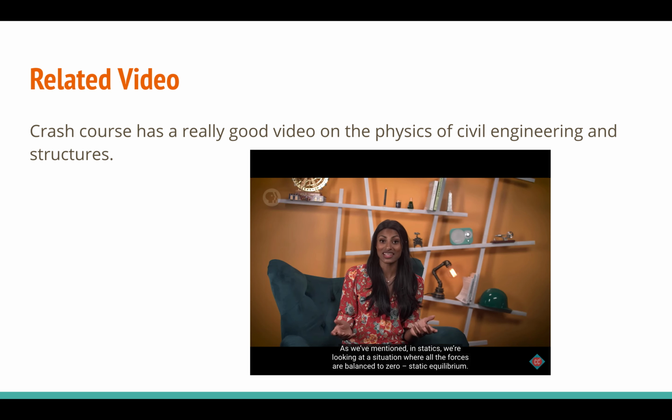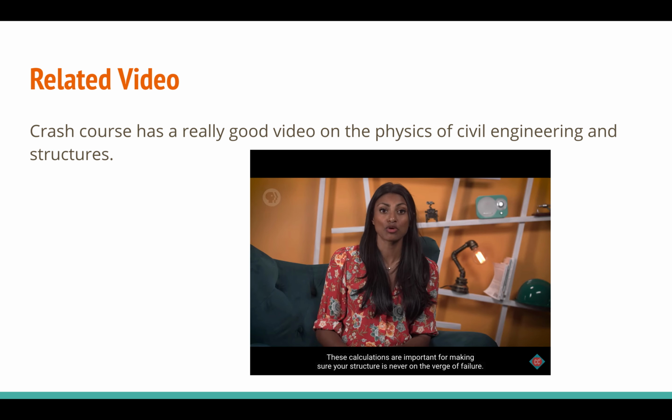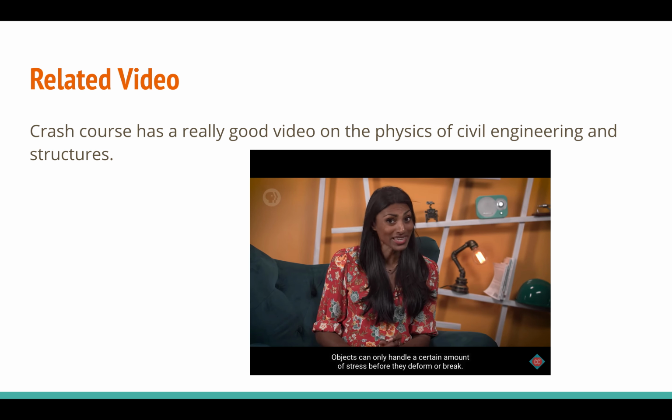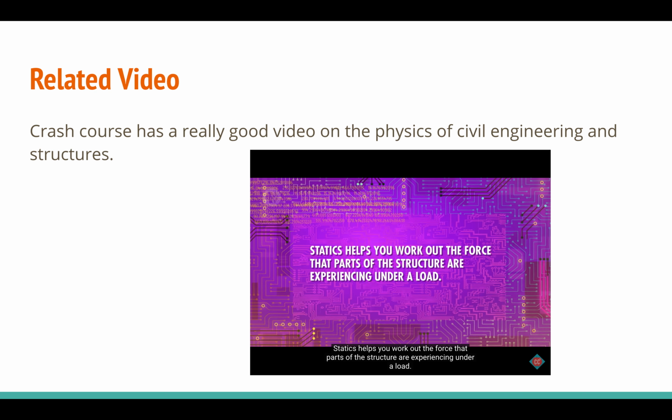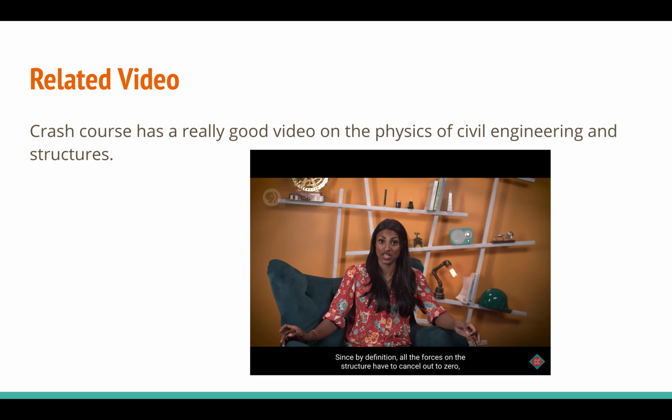As we've mentioned, in statics we're looking at a situation where all the forces are balanced to zero, static equilibrium. These calculations are important for making sure your structure is never on the verge of failure. Objects can only handle a certain amount of stress before they deform or break. Statics helps you work out the force that parts of the structure are experiencing under a load. Since by definition, all the forces on the structure have to cancel out to zero, if you know some of the forces acting on it, you can usually figure out the others.